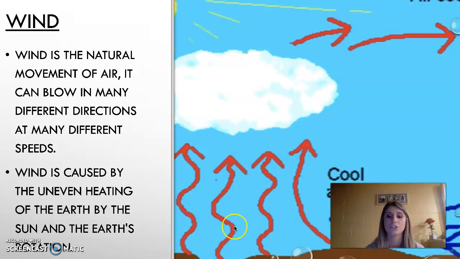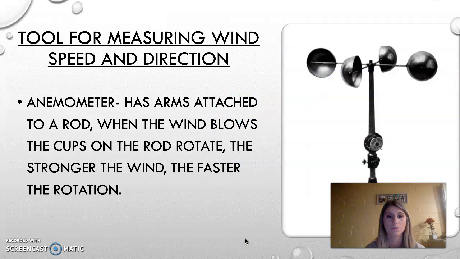This picture demonstrates that air that gets hot will rise, it will cool in the sky, and then come back down. So our takeaway from this is that hot air rises, cool air sinks, and it creates a cycle. And that is why we have wind. And this is a tool used to measure the speed of the wind. It is called an anemometer.